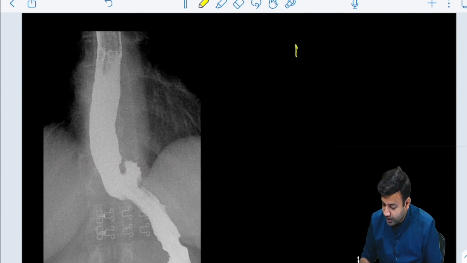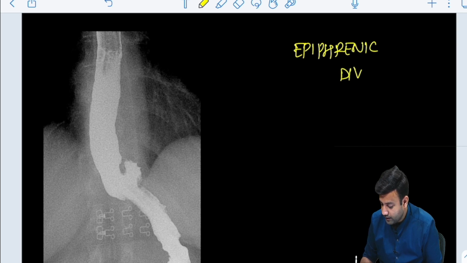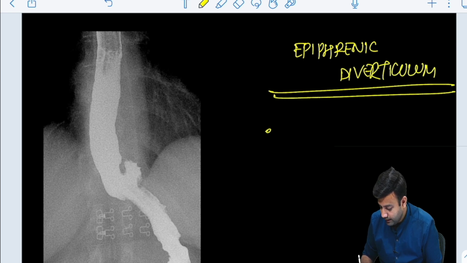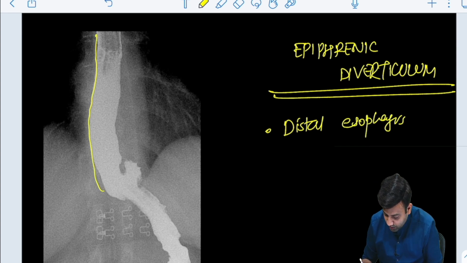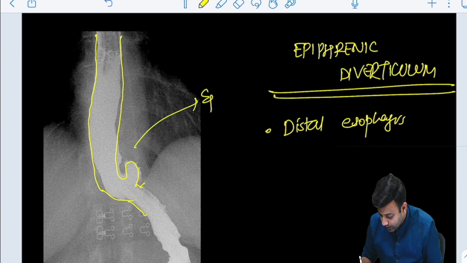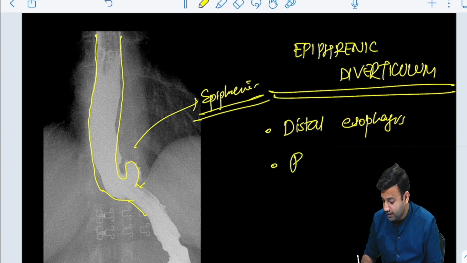There is another diverticulum known as epiphrenic diverticulum. This epiphrenic diverticulum is seen in the distal esophagus. As you can see in this barium swallow image, there is an outpouching, and this is the epiphrenic diverticulum. It happens in the distal esophagus, and it is also a pulsion diverticulum.